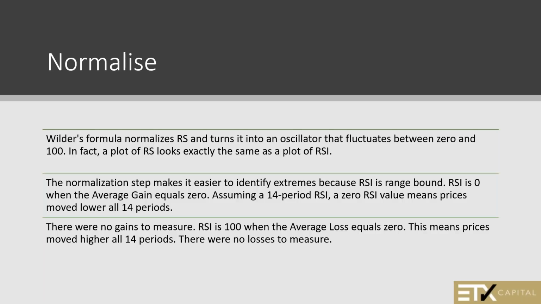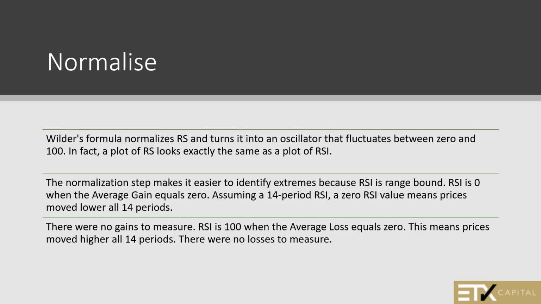Now, Wilder's formula normalizes RS and turns it into an oscillator that fluctuates between 0 and 100. The normalization step makes it easy to identify extremes because RSI is range bound, like I said, a bounded oscillator. So RSI is 0 when the average gain equals 0. Assuming the 14-period RSI, a 0 RSI value means the price moved lower all 14 periods. That means price was steadily falling.